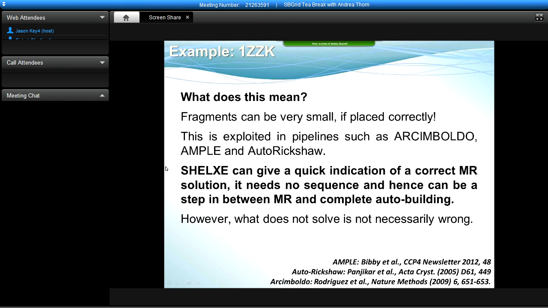SHELXE can give you a quick indication of a correct MR solution, as it needs no sequence, and consequently it can be a step in between automated MR and complete auto-building. However, it is very important to keep in mind that those MR solutions that aren't solving with SHELXE, that don't get a CC better than 25%, are not necessarily wrong. So you can't turn that around.